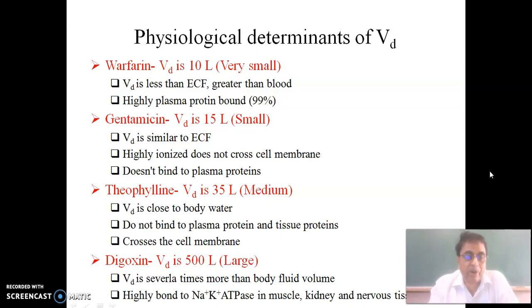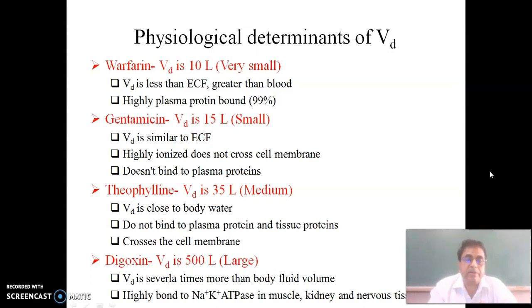Let us take digoxin. Volume of distribution is 500 liters. People may laugh, that is so much volume of distribution. But definitely, because digoxin is highly bound to the sodium potassium ATPase enzyme in muscles, kidney and nerve tissue. So it is held in this tissue. That's why when you compare its concentration in the plasma, it's negligible compared to what is present in the other parts of the body, that is in the muscles, kidney and nervous tissue. That's why digoxin has a very long half-life.